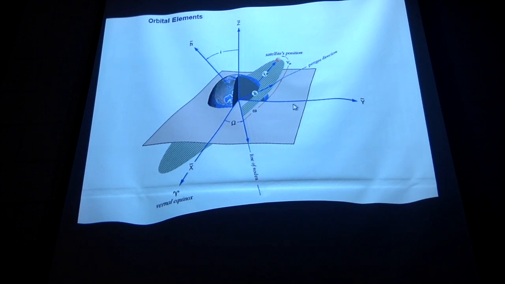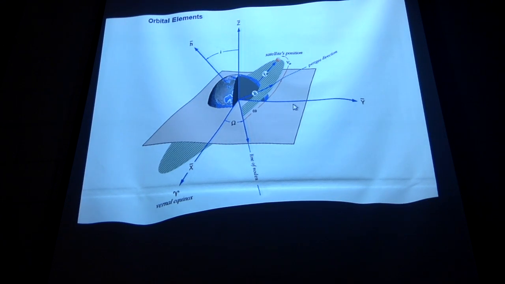So look at this. This is the equatorial plane. The satellite is doing like this. At this point, it is ascending. That node is called the ascending node. This node will be called the descending node. It's going below the equator. So that is the ascending node.